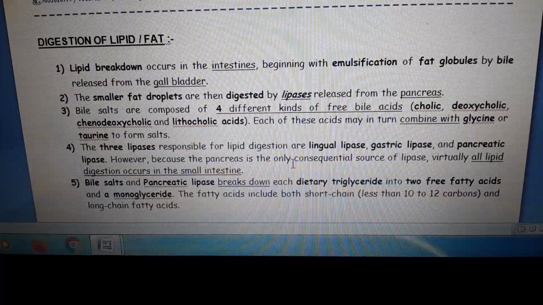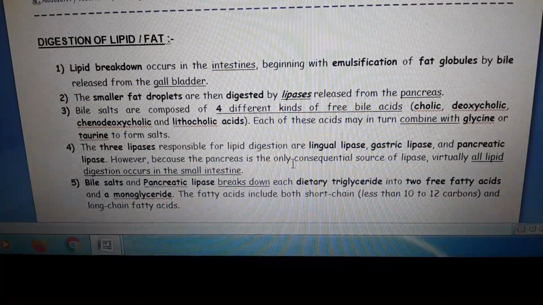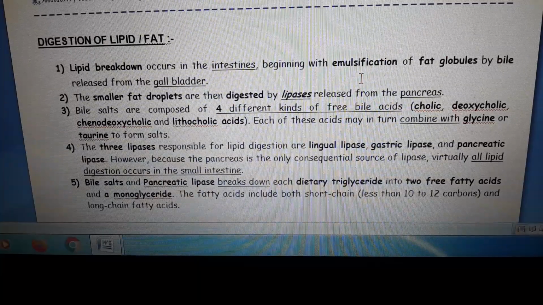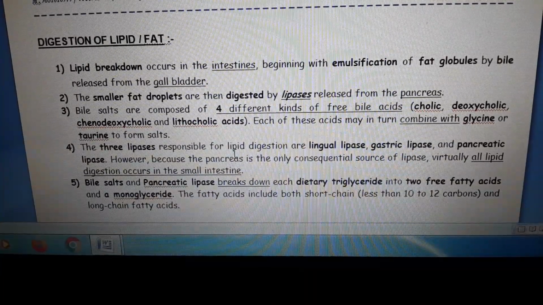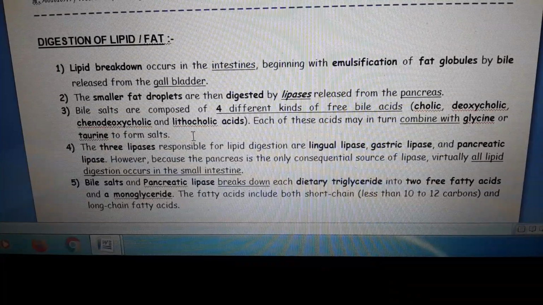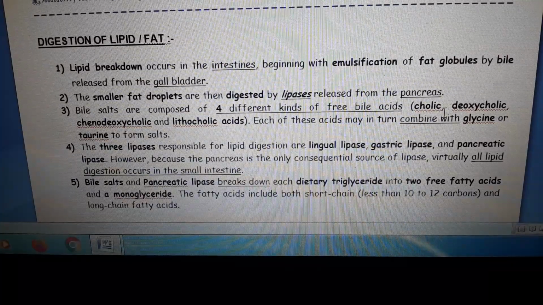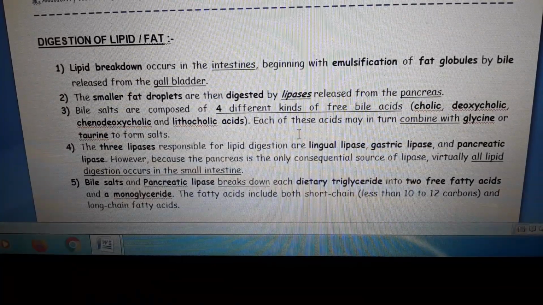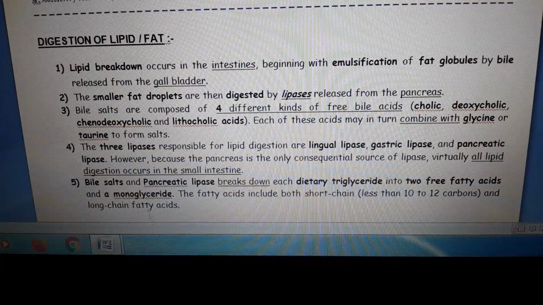The lipase may also come from different sites, that is, there may be lingual lipase, gastric lipase, and pancreatic lipase. These three lipases are responsible for the lipid digestion, and the gallbladder releases bile. This bile contains the bile salts, which are composed of four different kinds of free bile acids: cholic, deoxycholic, chenodeoxycholic, and also lithocholic acids. Each of these acids may in turn combine to perform a function.